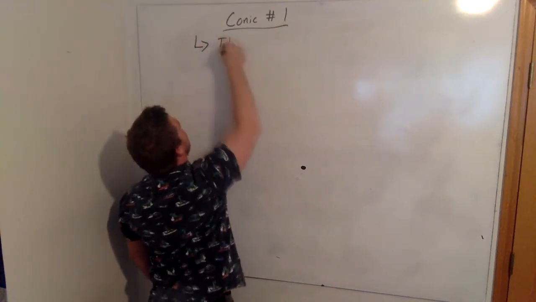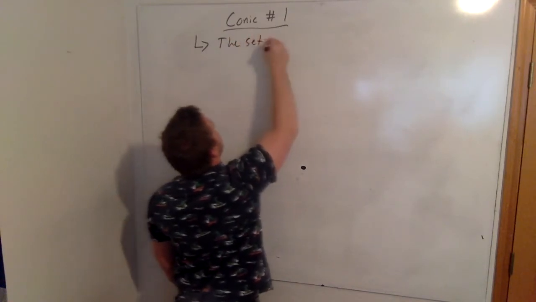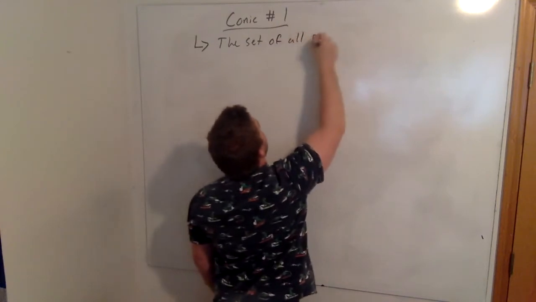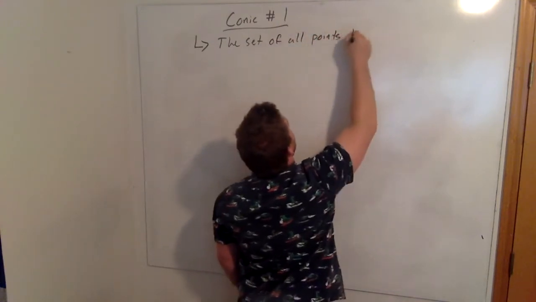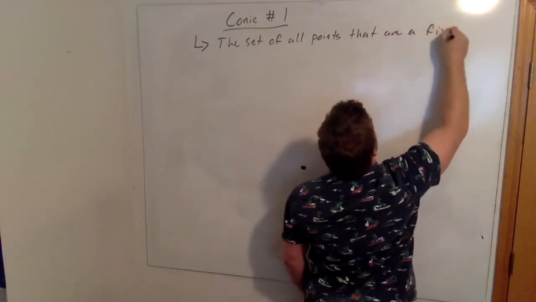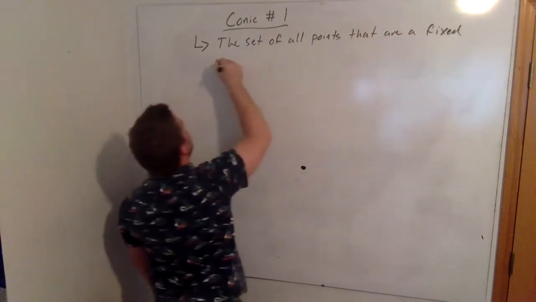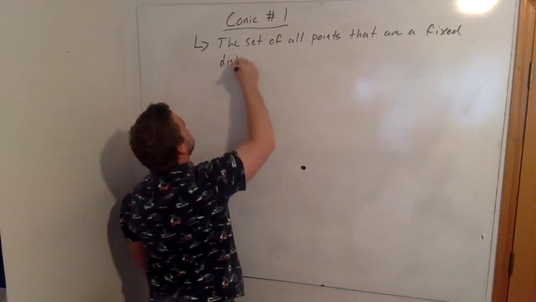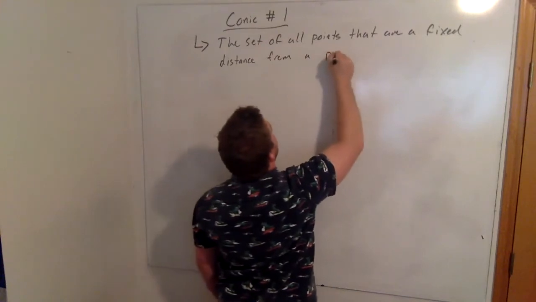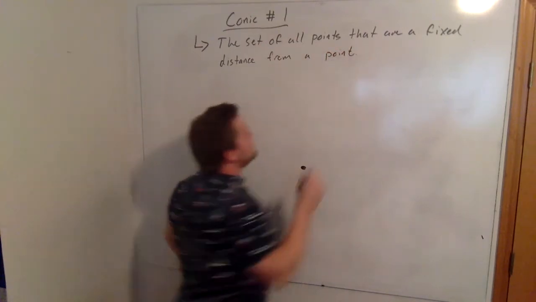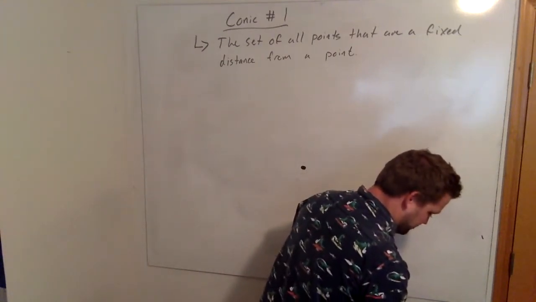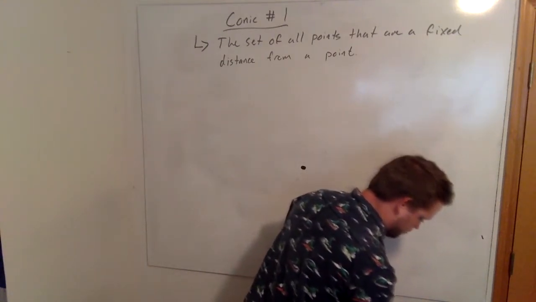So the set of all points that are a fixed distance from a point. Okay, so let's think about what this shape here would be. You might already have a good idea of what shape we're going to draw here.